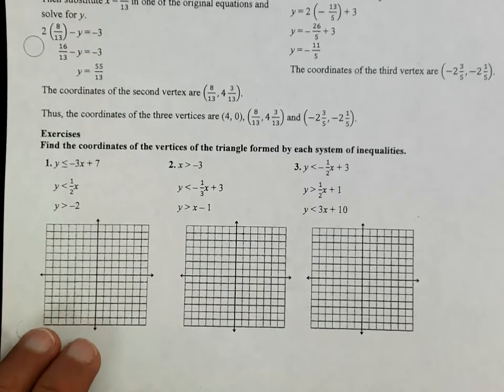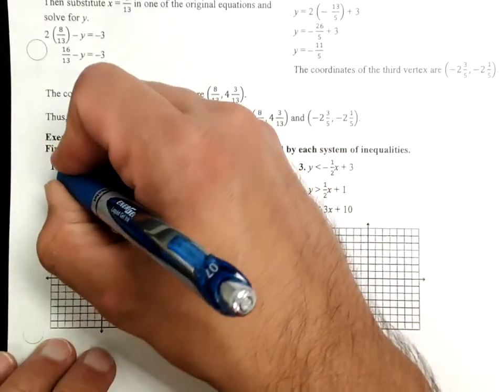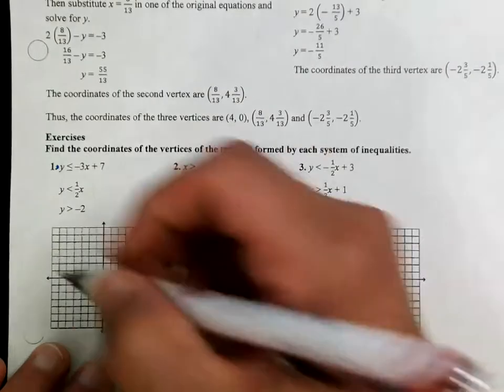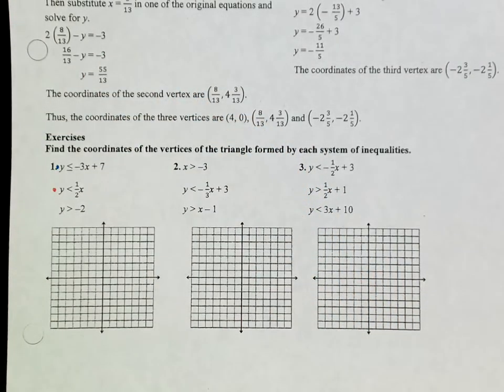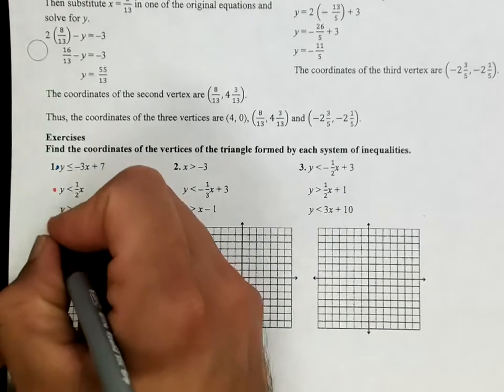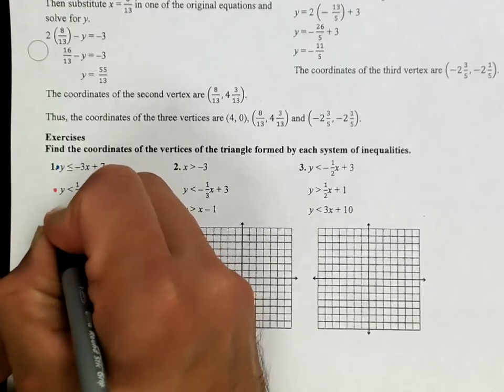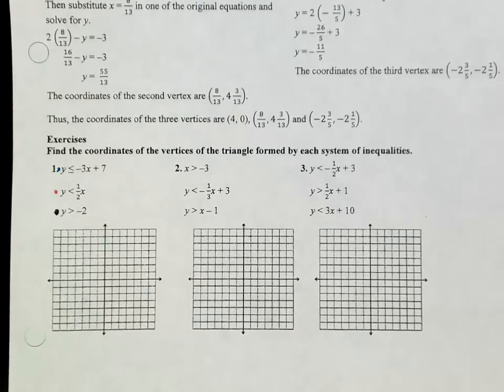So I'm going to pick this to be blue, that to be green, and I'm going to pick another pen to be black. Okay, so the bottom equation is going to be black. All right, and hopefully you're able to see the different colors on the screen.